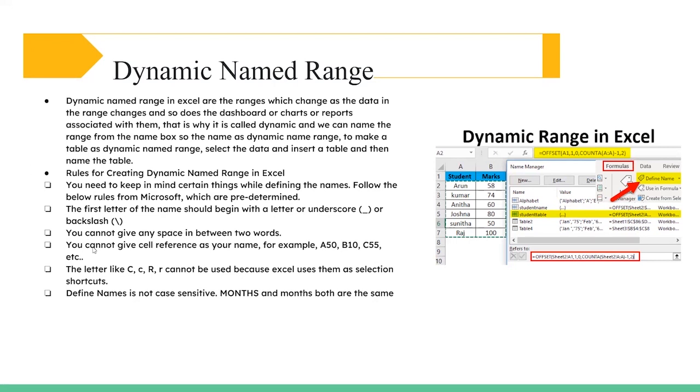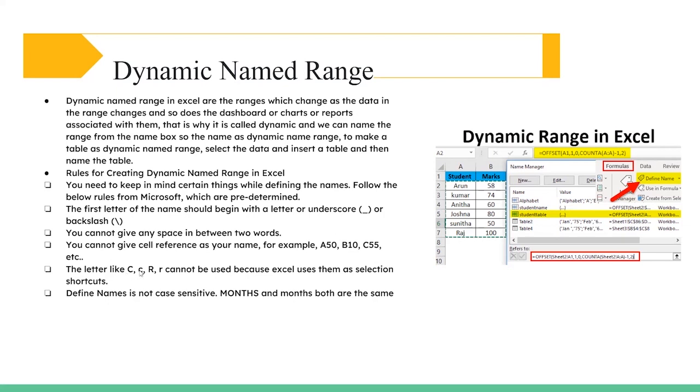You cannot give cell references as your name, for example A50 or B10, because these are already names of cells. When we say a named range, it is nothing but the name we give to a collection of cells. If a name already exists for a cell, you can't give the same name again.